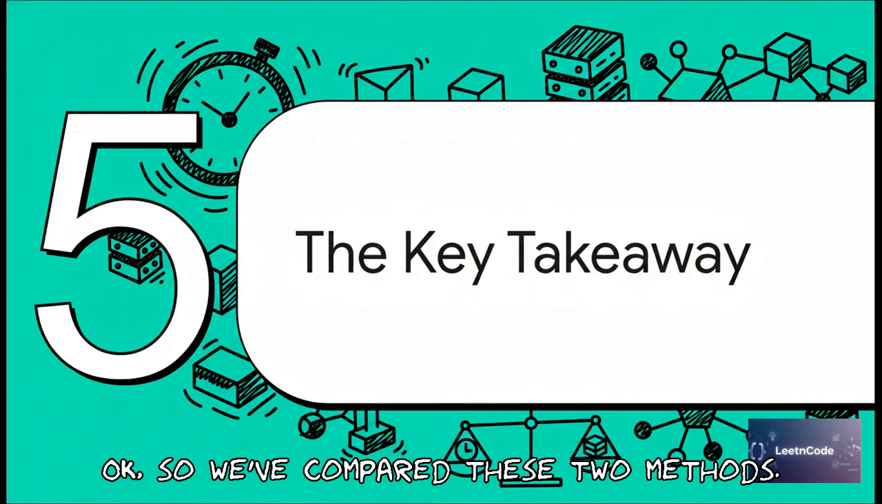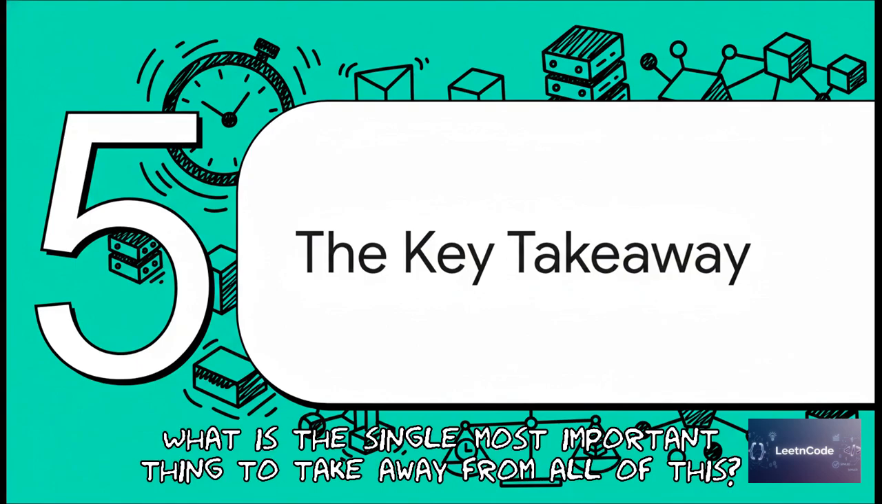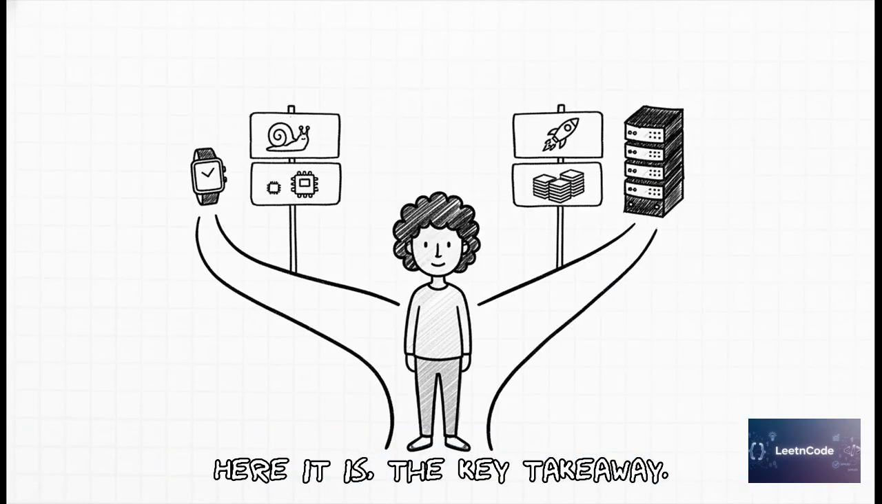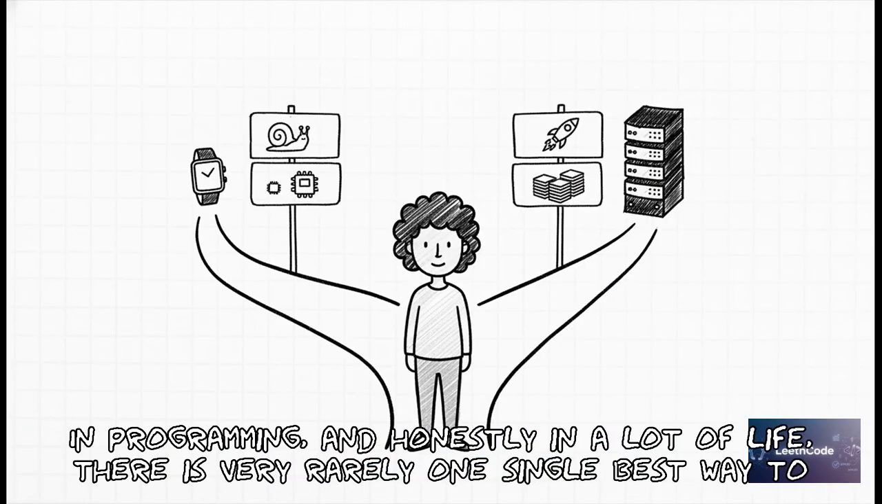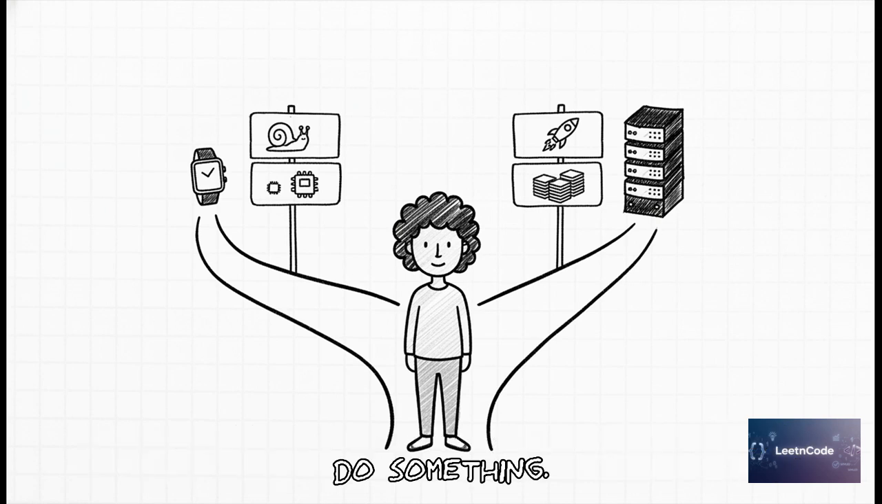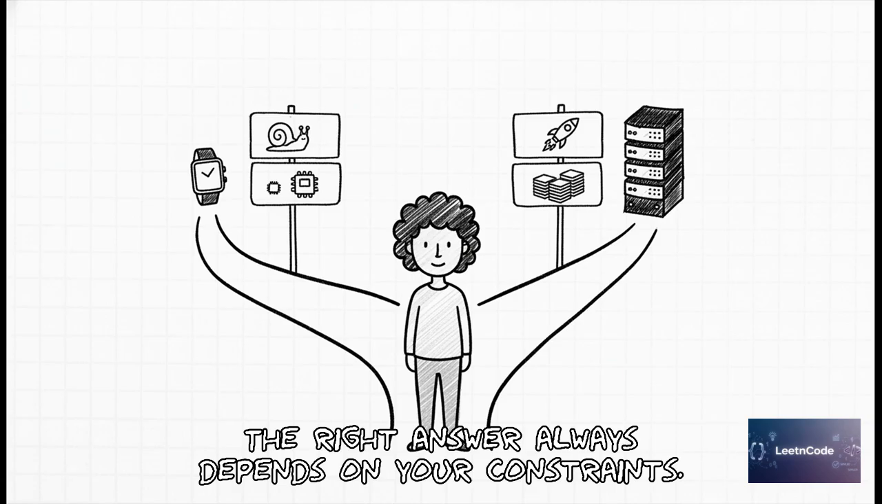Okay, so we've compared these two methods. What is the single most important thing to take away from all of this? Here it is, the key takeaway. In programming, and honestly in a lot of life, there is very rarely one single best way to do something. The right answer always depends on your constraints.